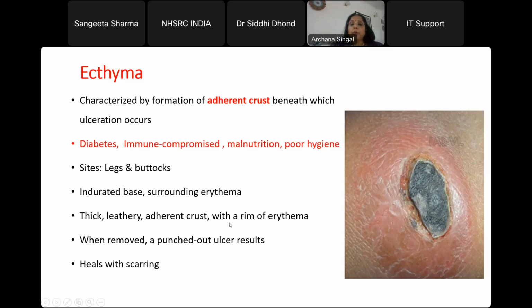So if you remove this crust, which we do after soaking it with a saline-soaked swab, putting it over, then you can see this. And since it's an indurated lesion, you can see how big the lesion is, and this is otherwise the opening of the lesion. So it is indurated, it is involving the dermis. Therefore, it will heal with scarring and systemic antibiotic is required.